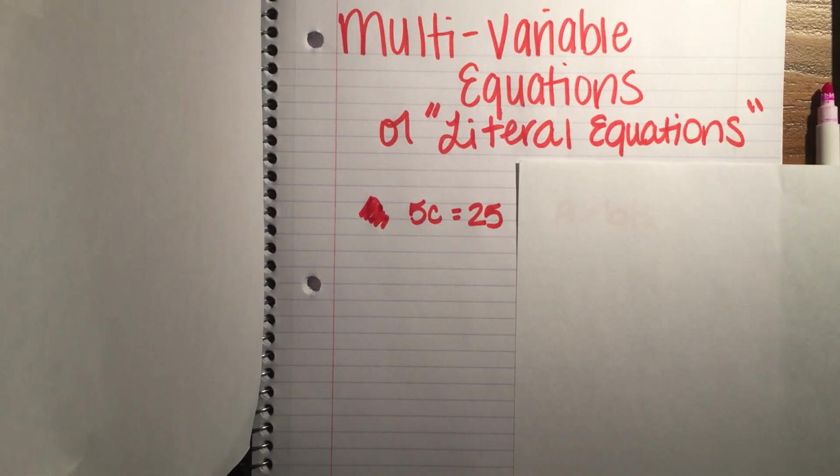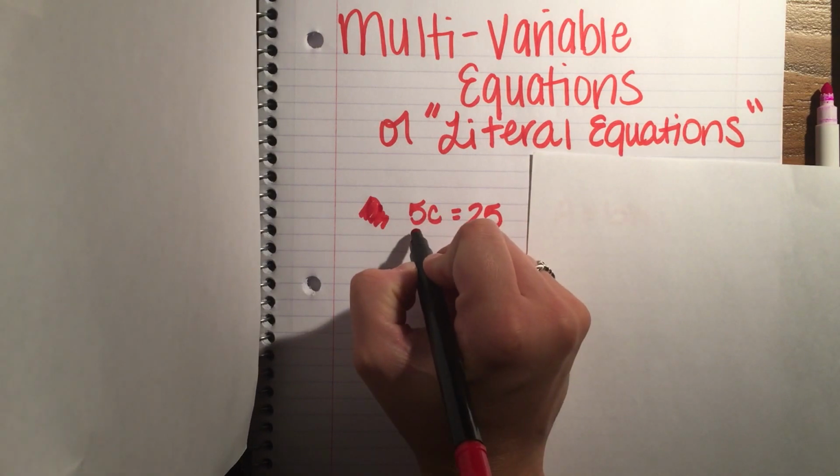Multivariable equations, also called literal equations. What we're doing now is using equations and trying to manipulate them in order to solve for one of the variables. So let's give you a regular problem that we've already seen, and that's a one-step equation. This is not a multivariable equation. This is just a one-step equation.